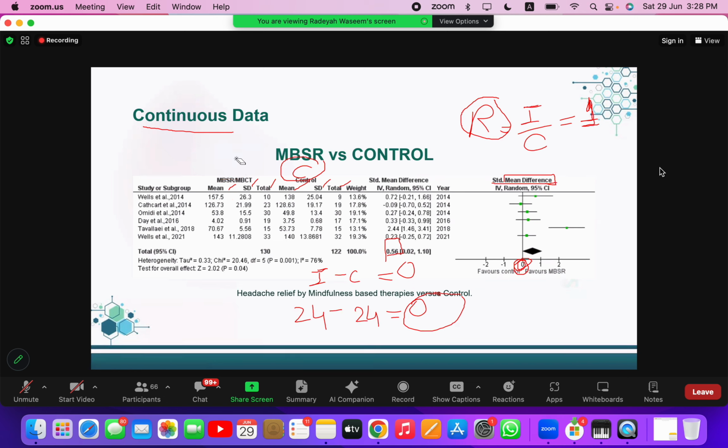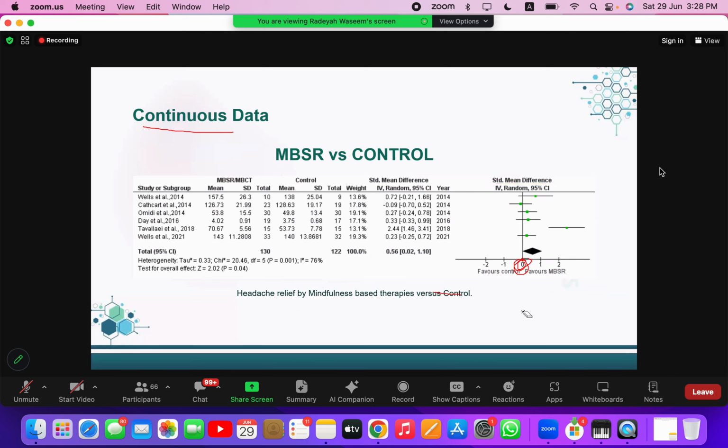So for now, I just want you guys to remember this, because it will get complicated. I want you guys to understand this concept right now, and then we will proceed further. Continuous outcomes are a bit complicated.